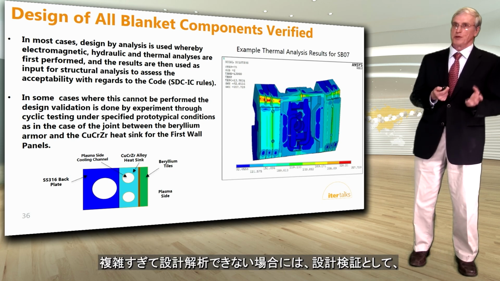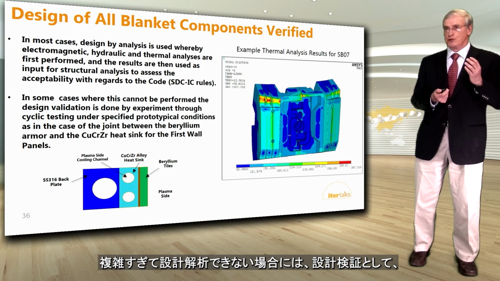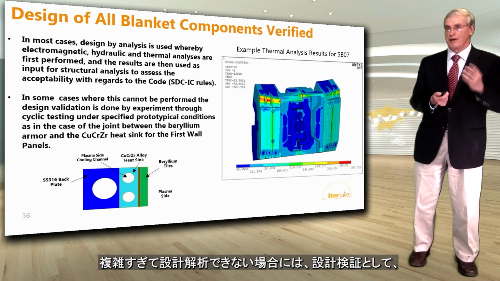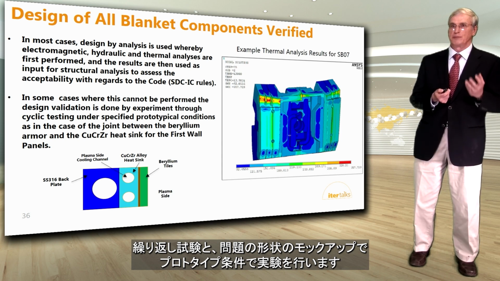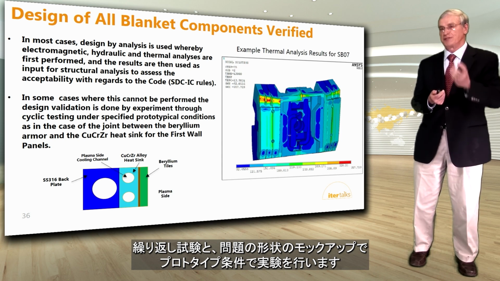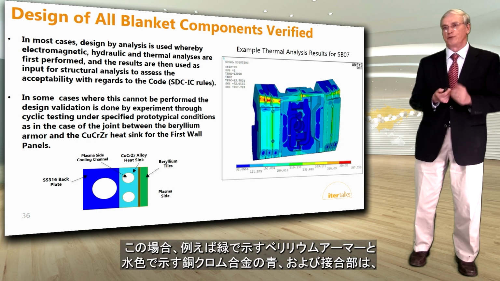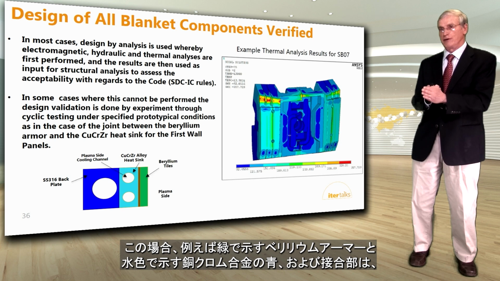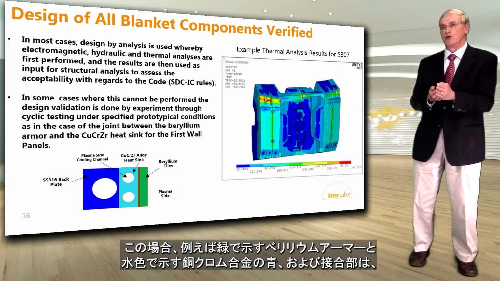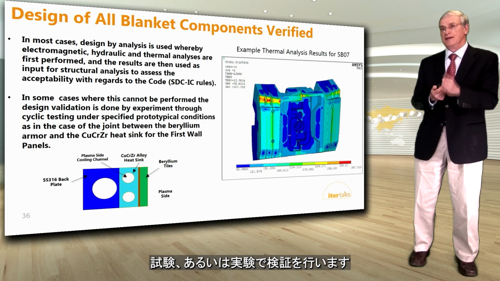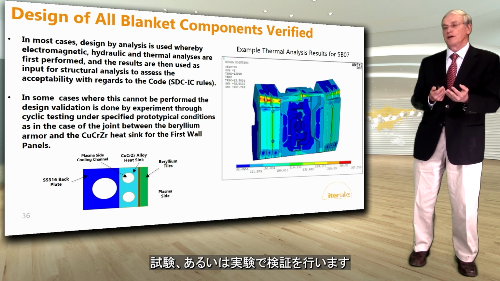In some cases, we cannot use design analysis because it's too complex. And then we use what we call design validation by experiment, by cyclic testing under specified prototypical conditions of mock-ups representing the geometry in question. In this case, for example, for the joint between the beryllium armor in green and the copper chromium alloy in pale blue, the joint there needs to be tested, or validated if you want, by experiment.